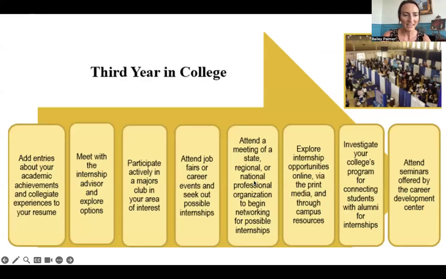And then get into some extracurricular clubs and activities related to your potential career. Third year is continue adding to your resume every single semester. Keep adding to it, updating it with all the things that you've done. Continue to meet with your advisor. Make sure you're on track for all the courses that you need in order to graduate.